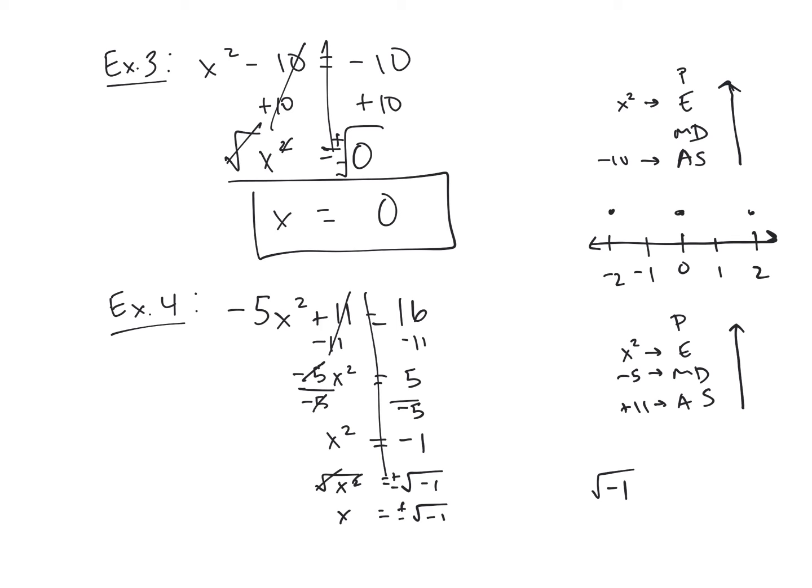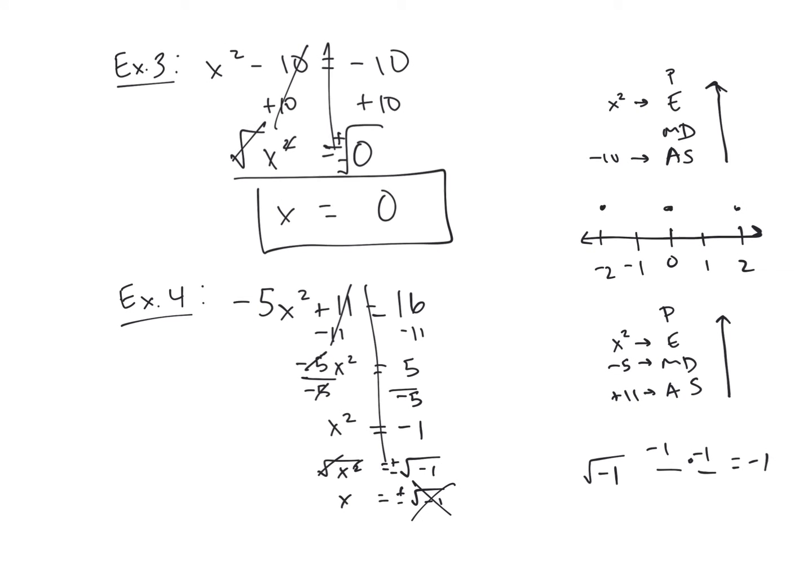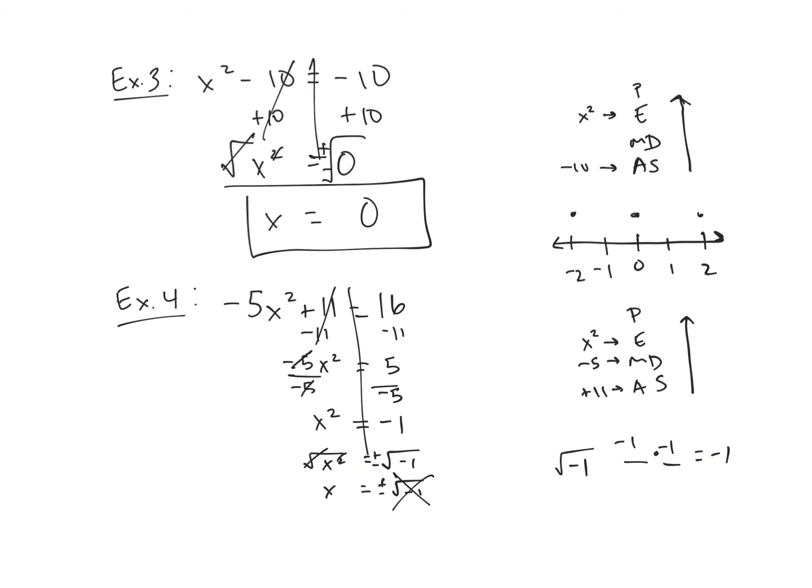The problem is that for the square root of negative 1, I'm looking for some number that multiplied by itself makes negative 1. And if I pick 1, 1 times 1 is positive 1, not negative 1. If I pick negative 1, it's also positive 1, not negative 1. So I cannot take the square root of negative 1. I can't take the square root of a negative. So anytime you have to take the square root of a negative when you're working out these problems, you're going to have what we call no solution. That's because it's impossible to take the square root of a negative number, so there's no possible x value that could work, and we say that there's no solution.